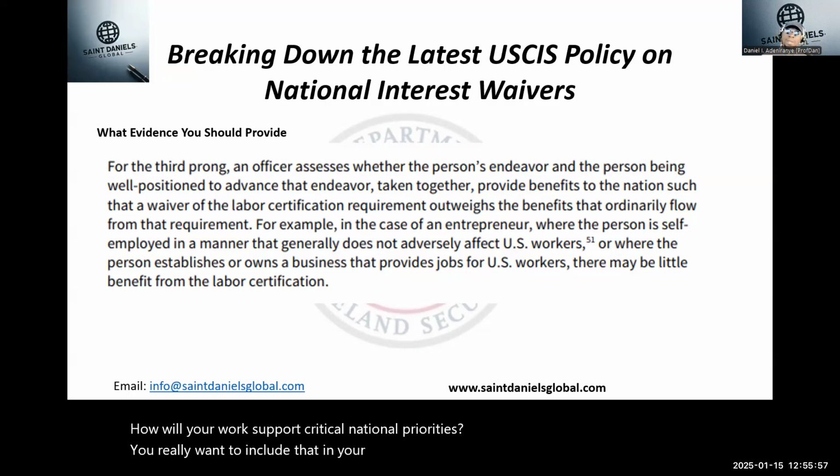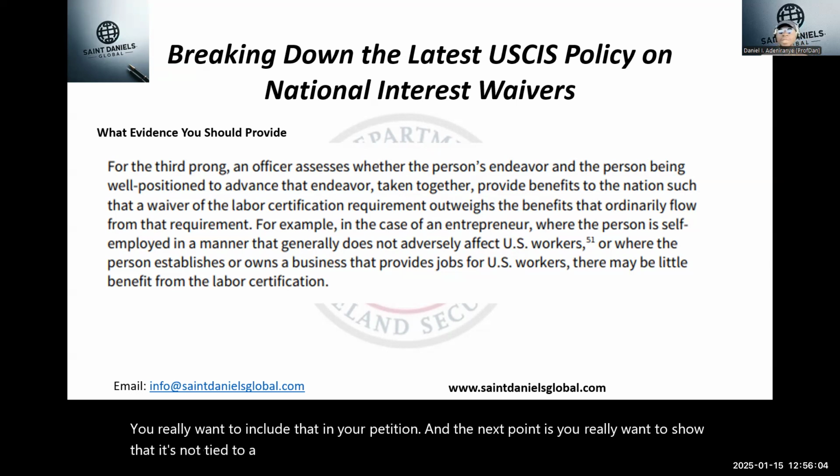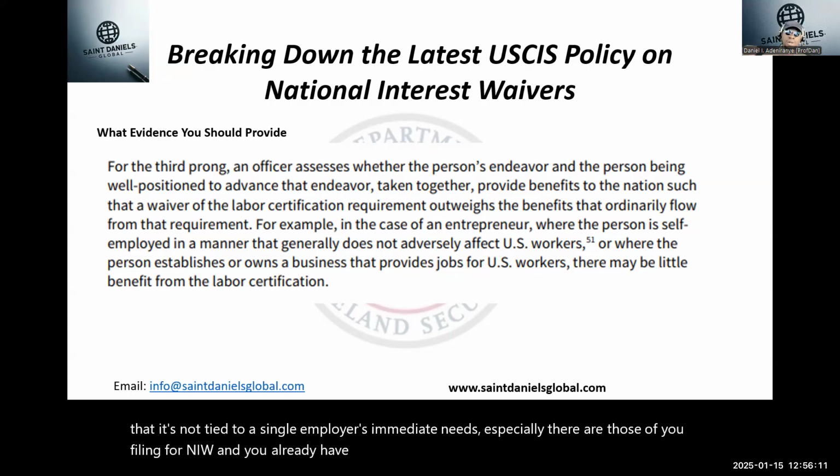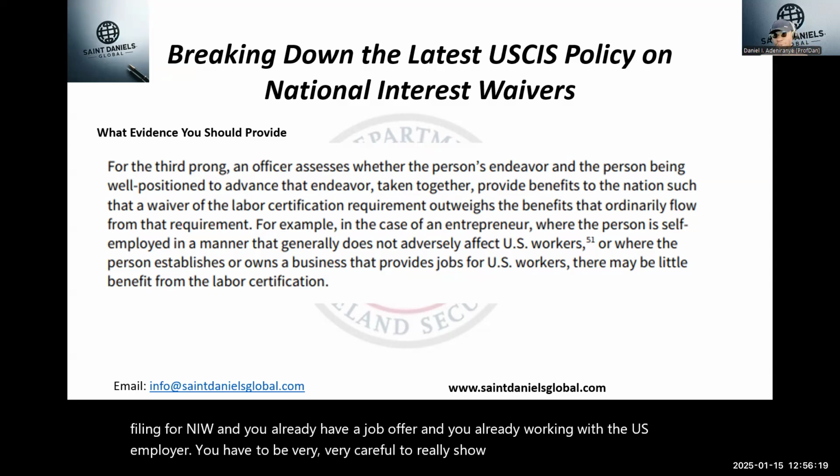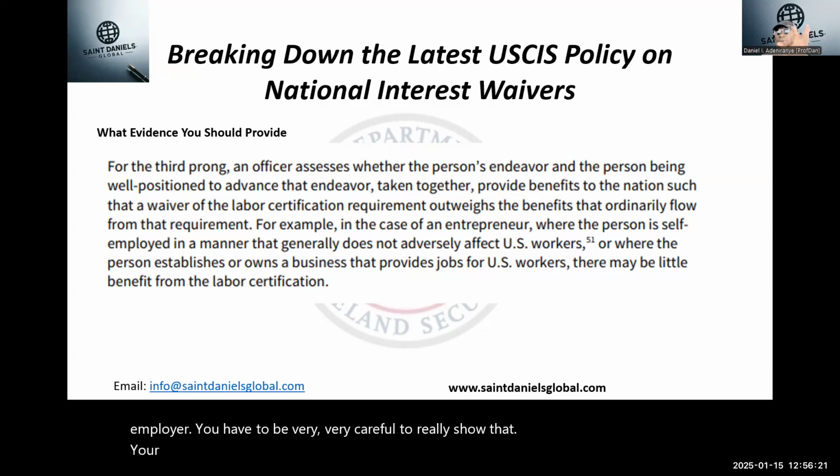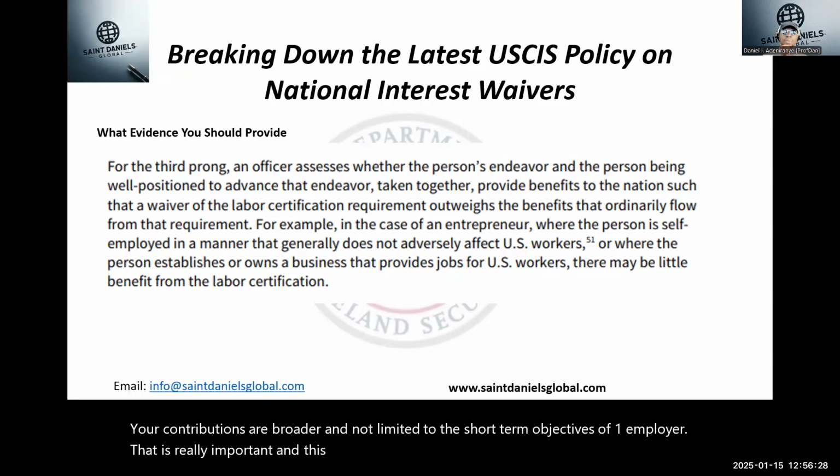And the next point is you really want to show that it's not tied to a single employer's immediate needs. Especially, there are those of you filing for NIW who already have a job offer and are already working with a US employer. You have to be very, very careful to really show that your contributions are broader and not limited to the short-term objectives of one employer. That is really important, and this aspect has given people requests for more evidence.